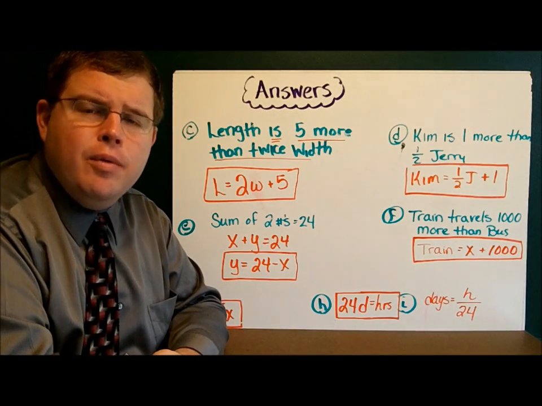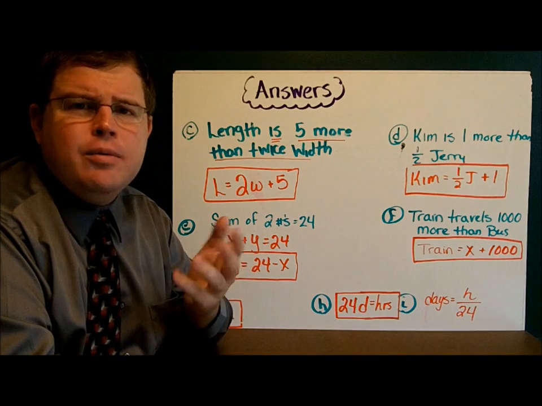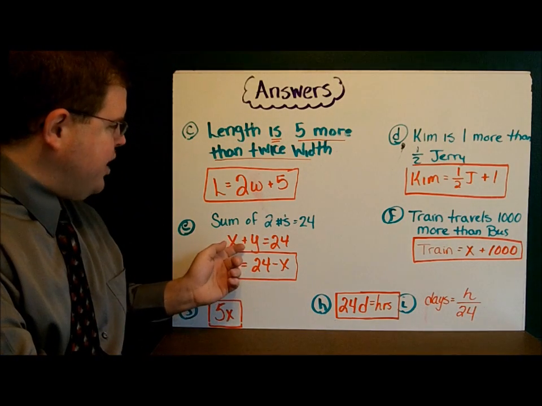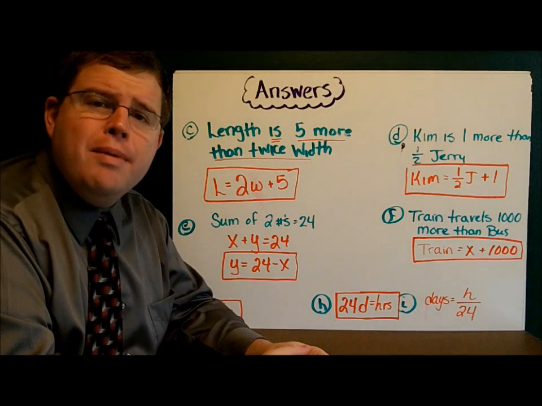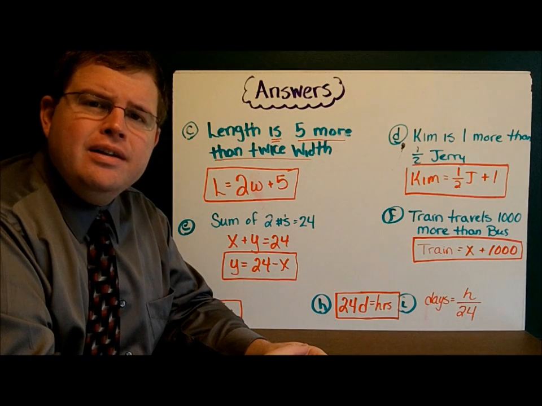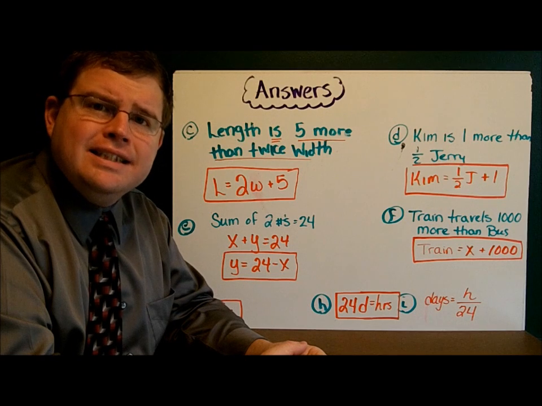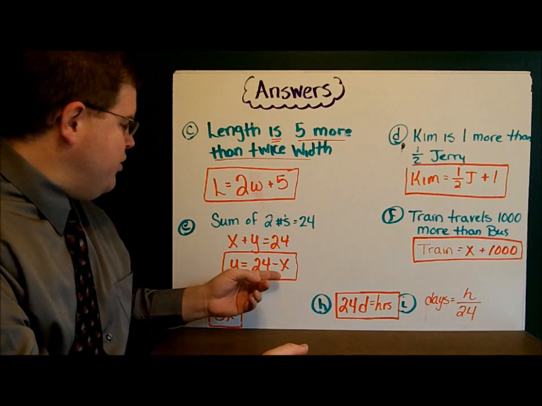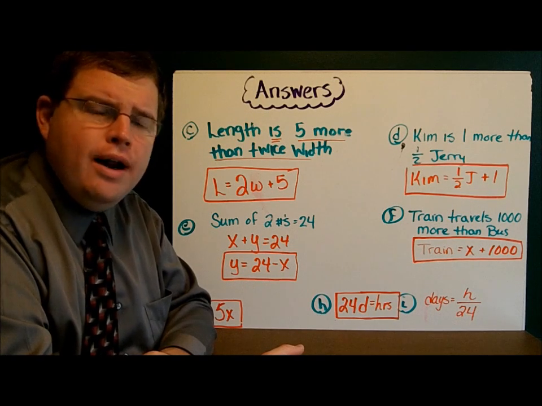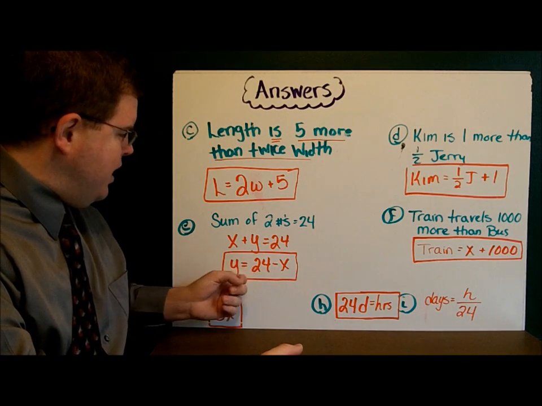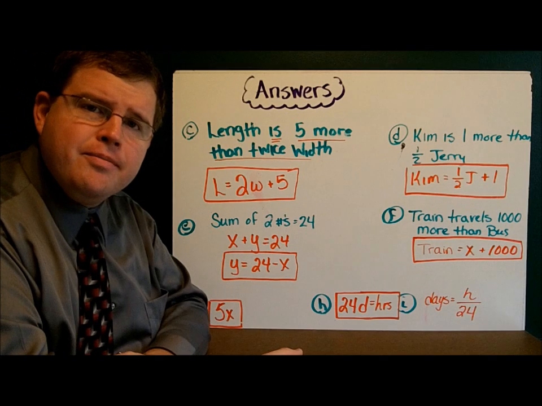Now, let's get one of those variables alone. Let's say we'll get y alone. We subtract x from both sides, so y is 24 minus x. This is pretty cool because let's say x is 0. The other number, 24 minus 0, is 24. If x was 1, 24 minus 1, the other number must be 23.